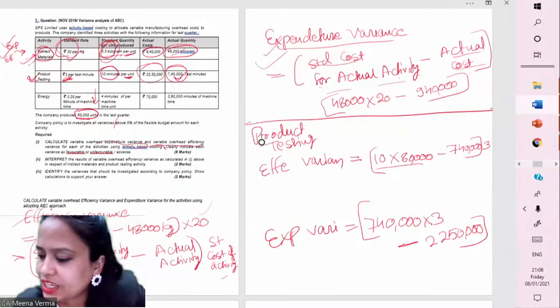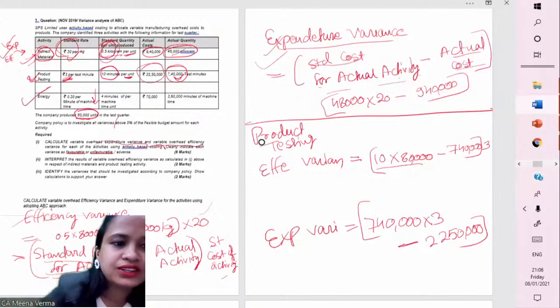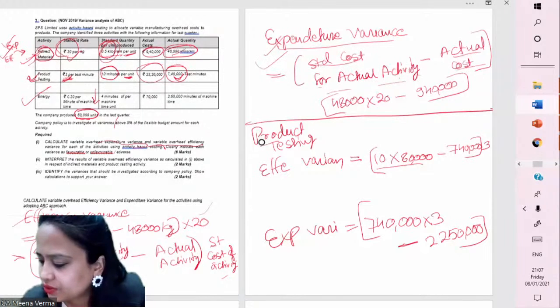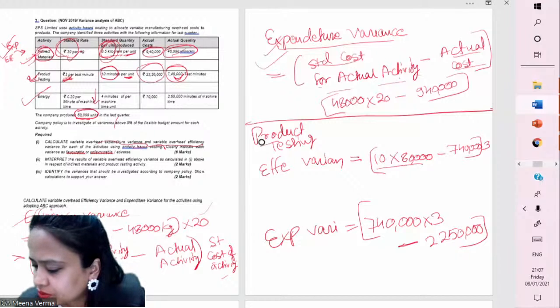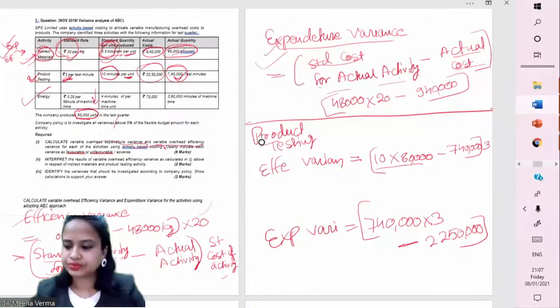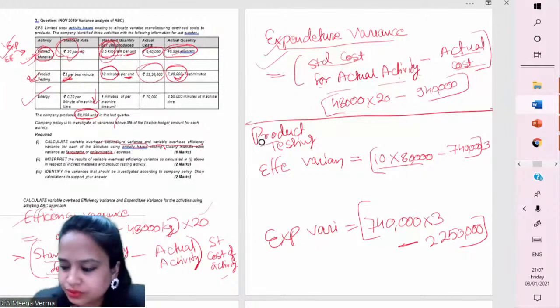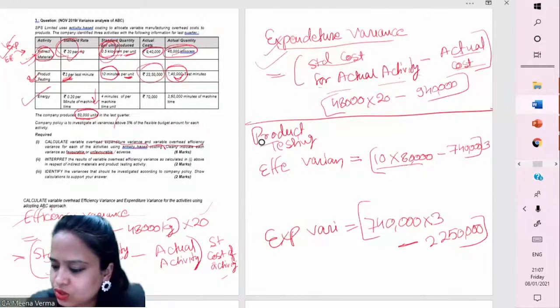Do the next question, next portion of this question. This energy, this expenditure and efficiency variance due to energy. Give me the answer if you can give me the answer. Efficiency variance, expenditure variance. Okay, Raman has given me the answer. Very nice. So this way you can calculate it.